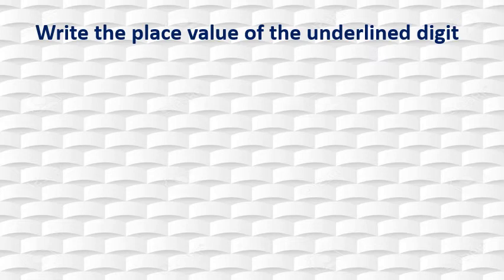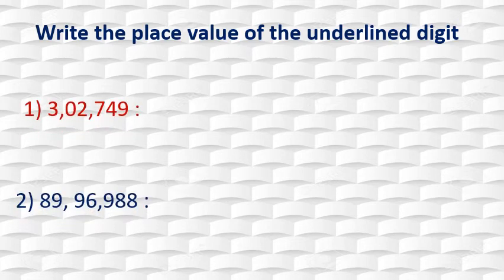Now write the place value of the underlined digit. Here 2 numbers are given, one 6-digit and one 7-digit. And some digits are underlined. We have to find out the place value of the underlined digit. Now in the first sum, 0 has an underline. See, what is the place of 0? That is 10,000.